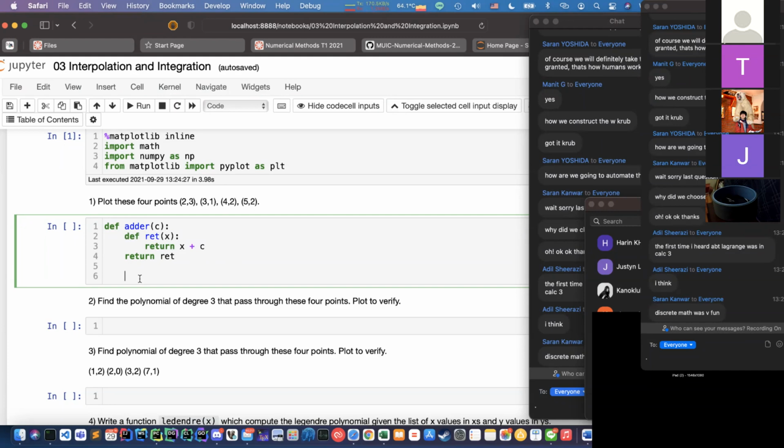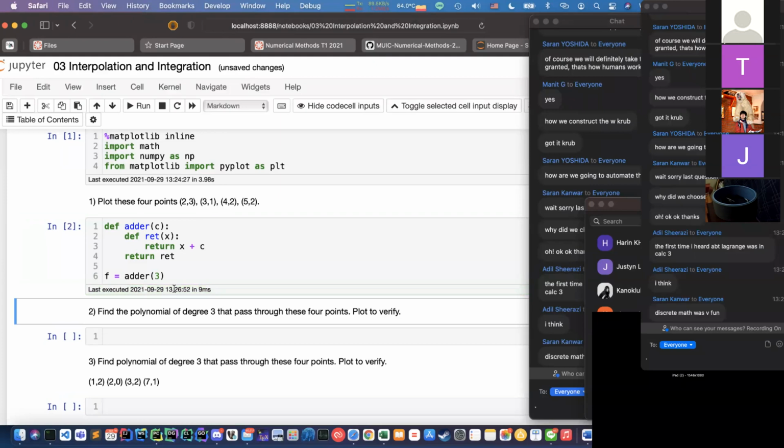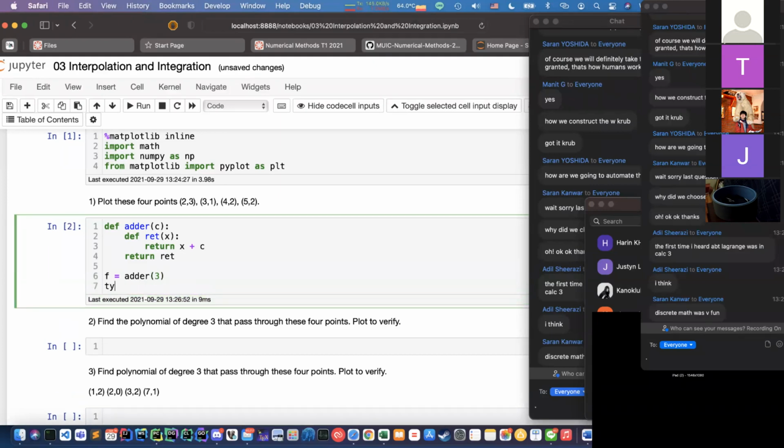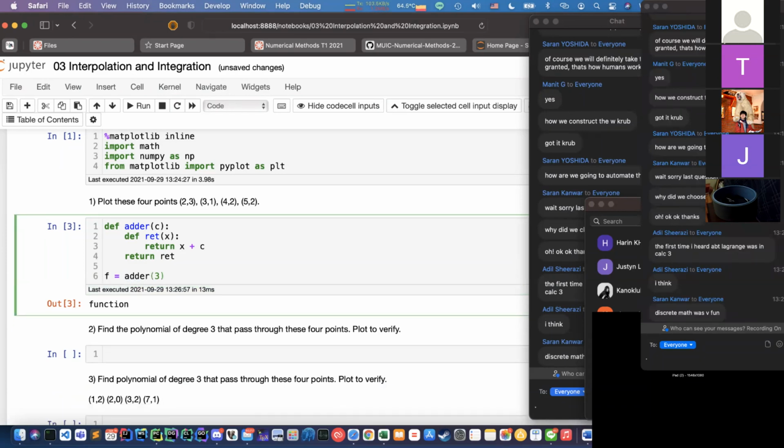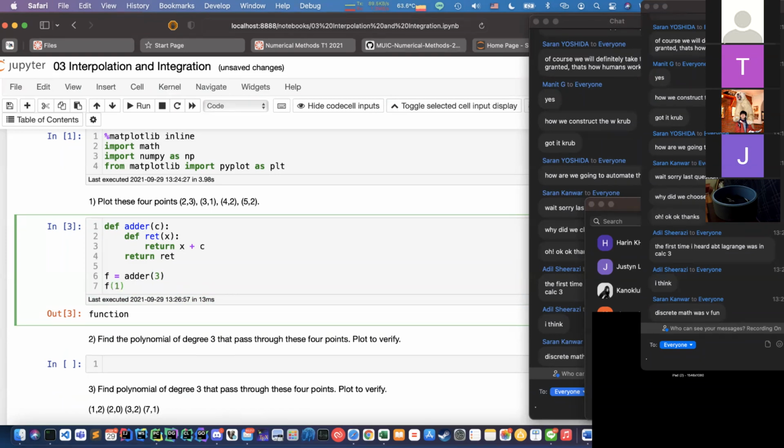So for example, if I say f is adder of 3, and then I ask you what is the type of f, it's going to be a function, right? Not only that, it's a function that when I call it with some number, I call it with 1, it's going to give me x plus that x, the 1 plus 3. It's going to give me 4. Does that sound good? You can see how we would generate a function, right?